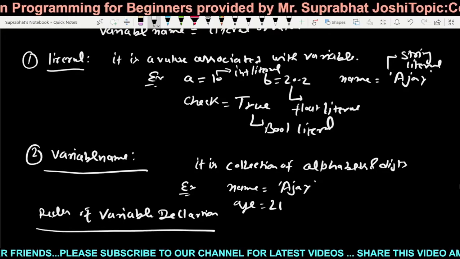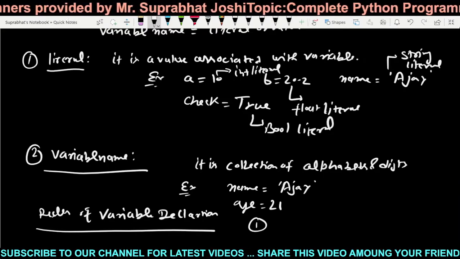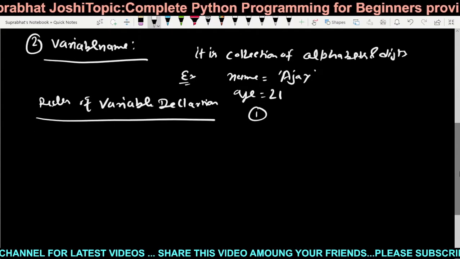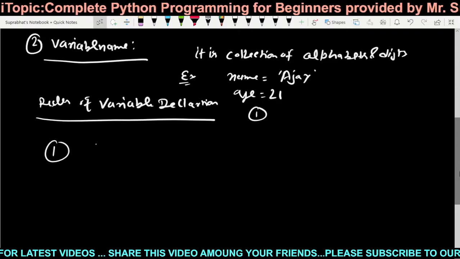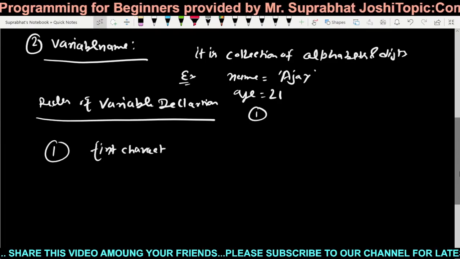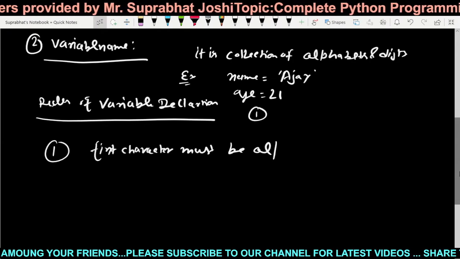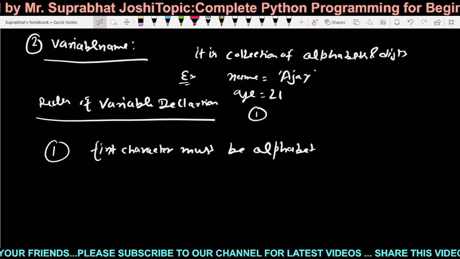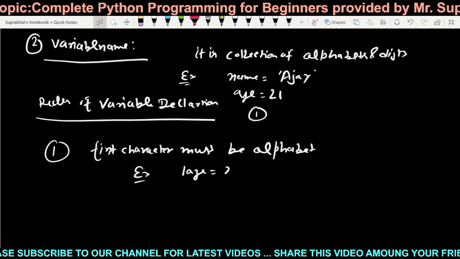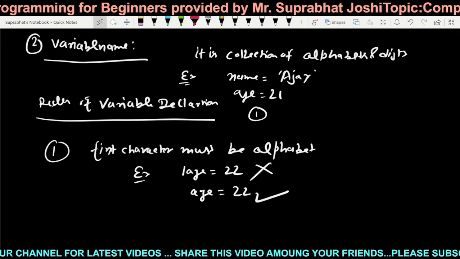Okay, the first rule is the first character must be an alphabet. For example, if I write 1age equals to 22, this is invalid. age equal to 22 is valid.